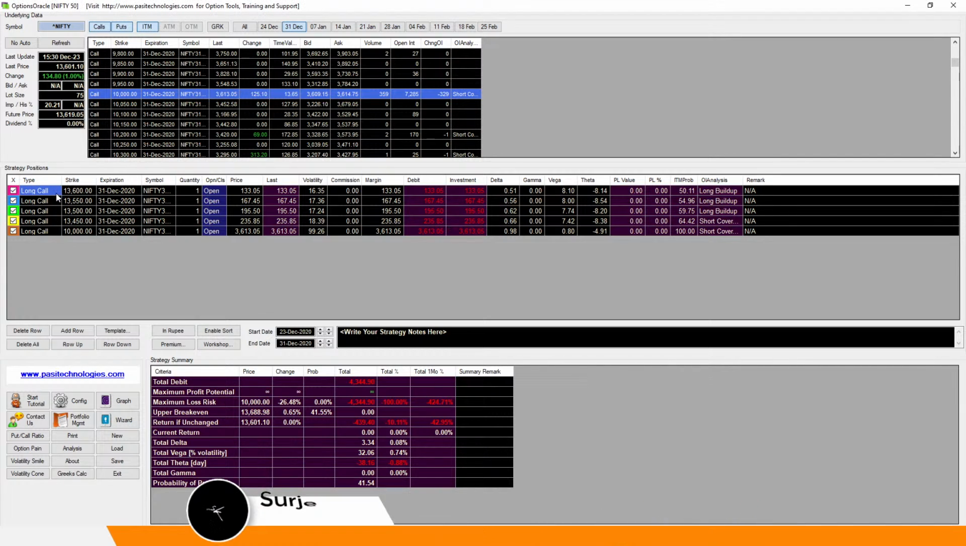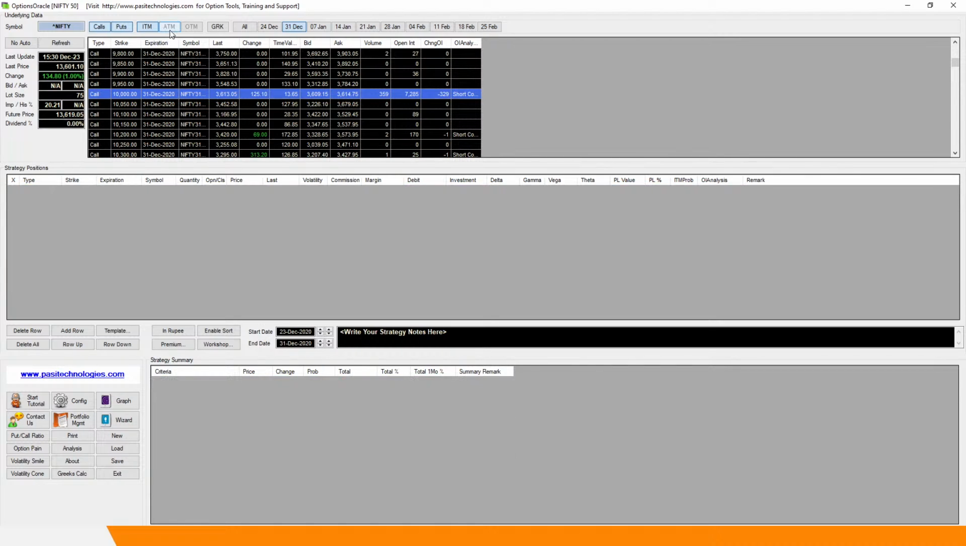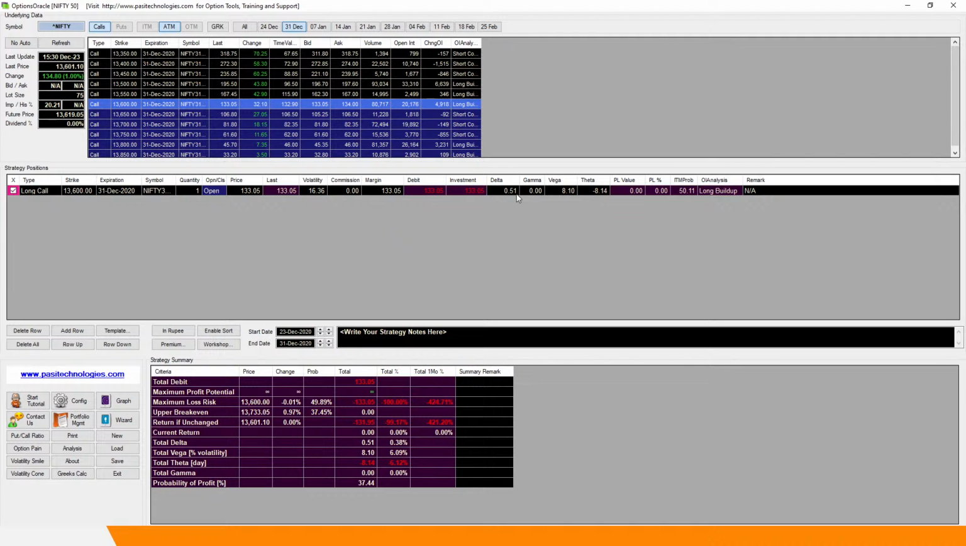Now let's also look at the other way around, right? Like I was saying, when it starts going against you, the delta starts reducing. So if I again go back to my calls, this is my call which is at the money, and you can see it has a delta of 0.5. Now, if you talk about 13,650, it is going to be out of the money. So what is going to happen? Because it is out of the money, my delta will start reducing.